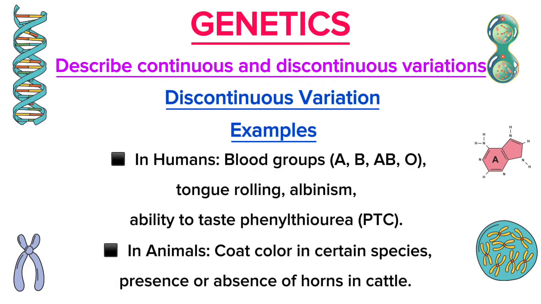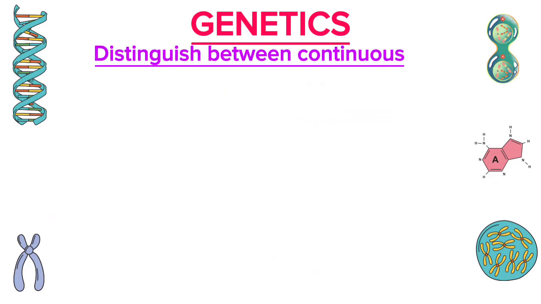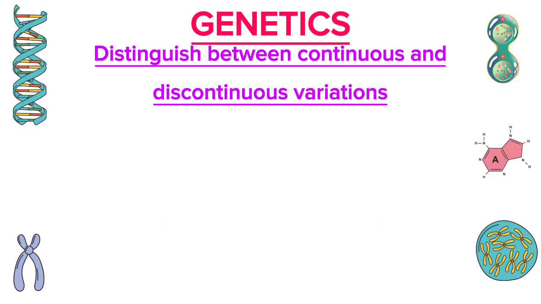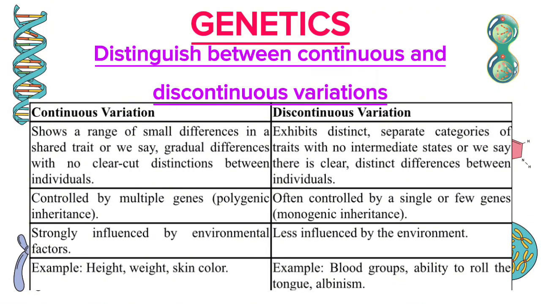Next, let us now distinguish between continuous and discontinuous variation. In continuous variation, it shows a range of small differences in a shared trait, or we say gradual difference with no clear-cut distinctions between individuals. Discontinuous variation exhibits distinct separate categories of traits with no intermediate states, or we can say there are clear, distinct differences between individuals.